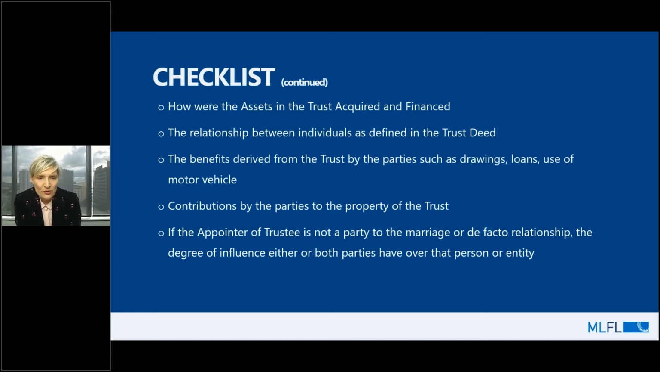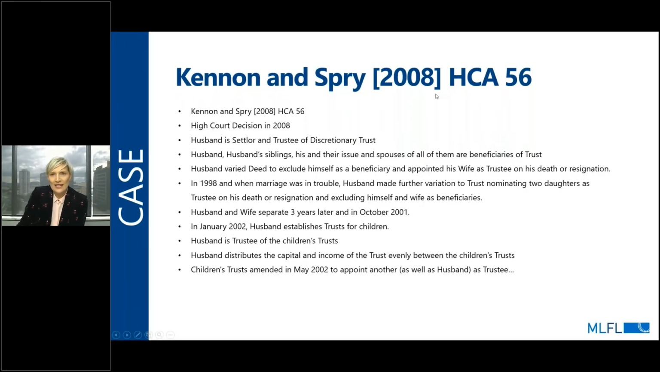If the appointer or trustee is not a party to the marriage or de facto relationship, the degree of influence that either or both of the parties have over that person or entity. And we're going to consider a case of Romano and June, which particularly goes to that point.